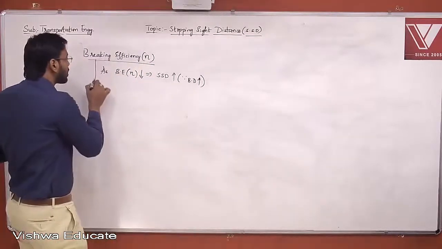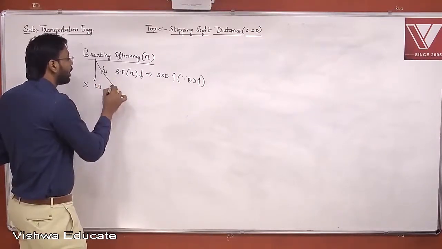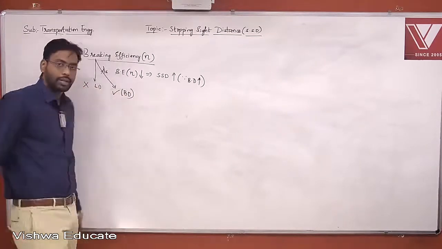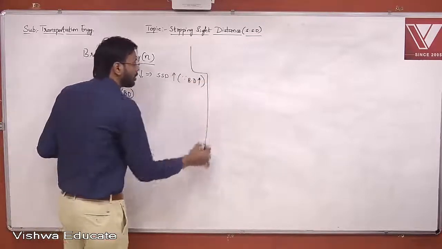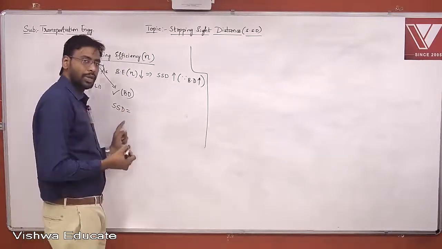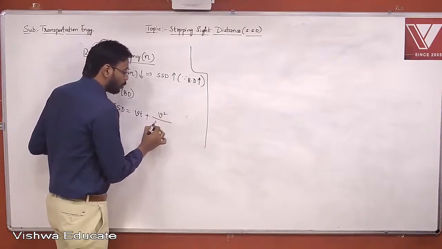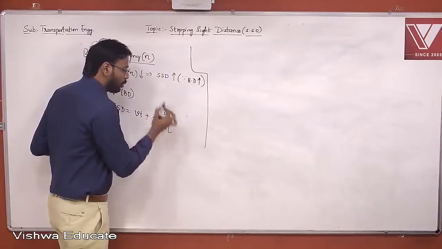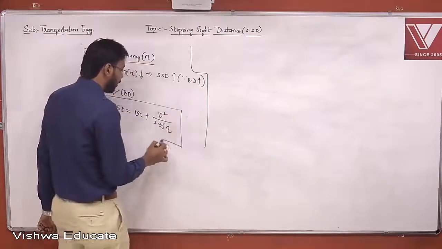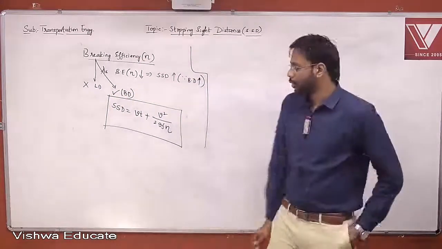So braking efficiency has nothing to do with the lag distance. It only has an influence on braking distance, right? So that's why, if braking efficiency is given in the problems, then stopping sight distance is equal to your lag distance, which remains the same, v into t, plus v square by 2gf into braking efficiency. So this is one of the cases, if the braking efficiency is given in the question, right?